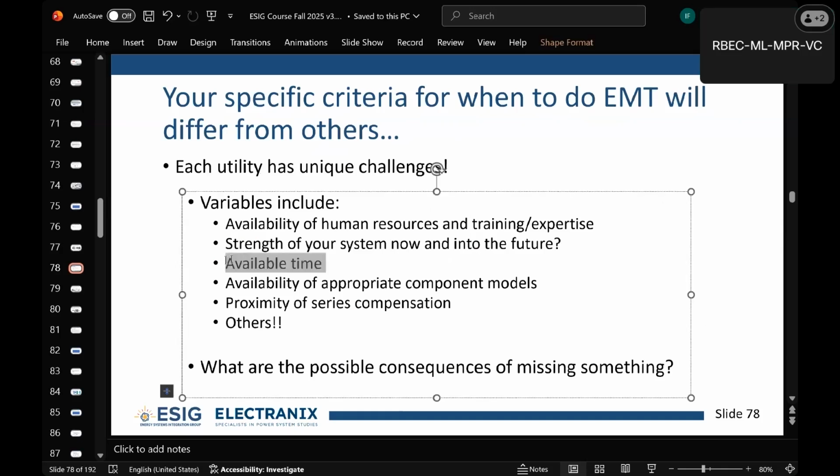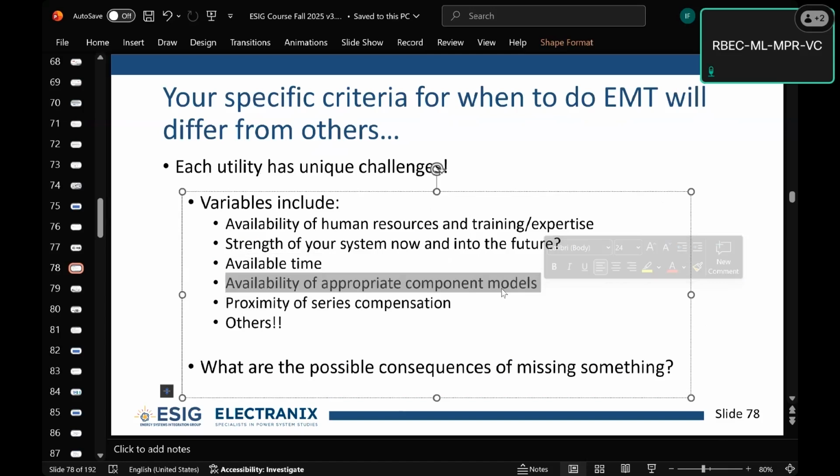How many of the models do you have? Have you been collecting these models as recommended by NERC and others for the last 5 to 10 years? Or have you not been, right? Because if you've not been, and you're a big utility with stability challenges coming, you might be in trouble. Do you have series capacitors nearby? Because that's a guaranteed need for EMT studies, and there are other ones.